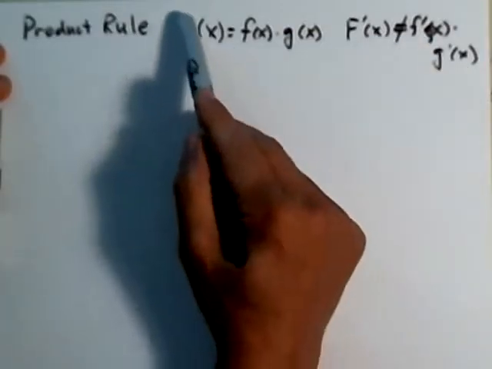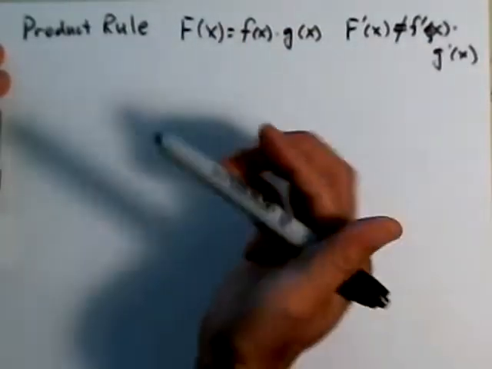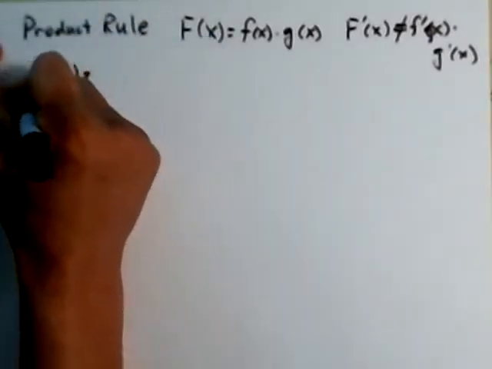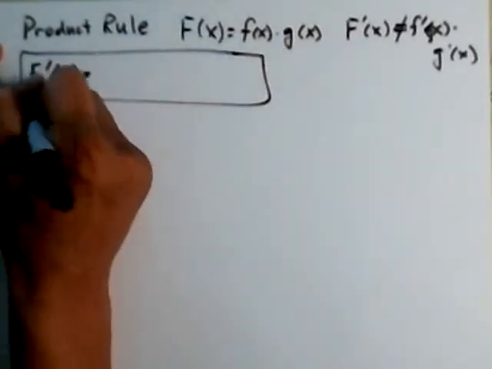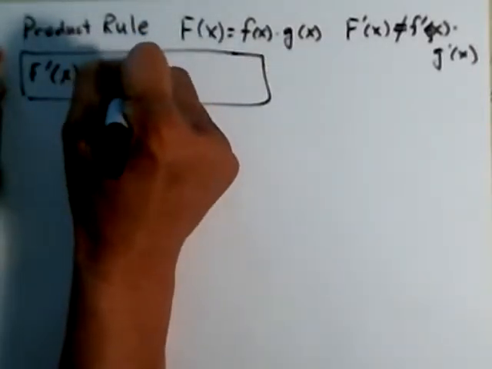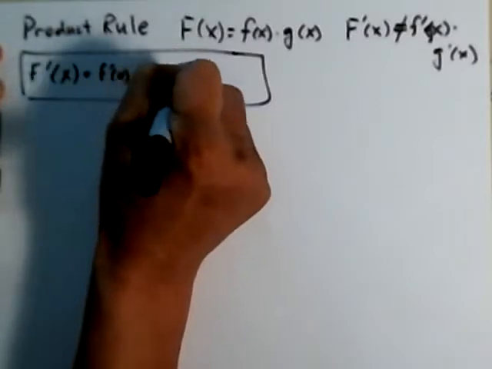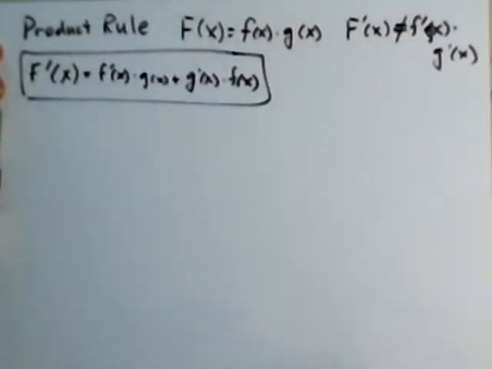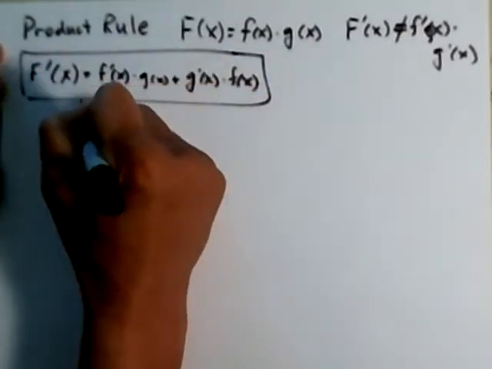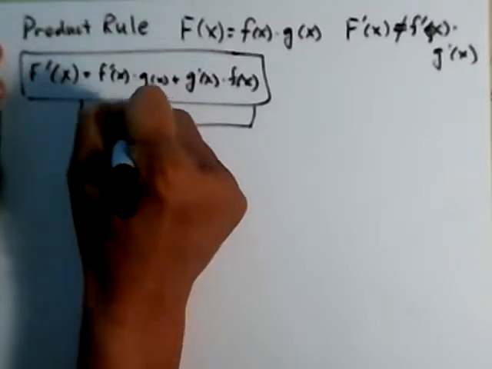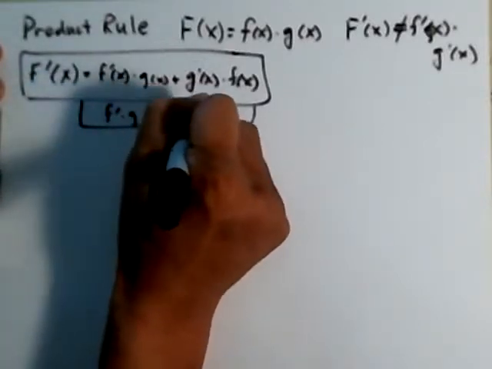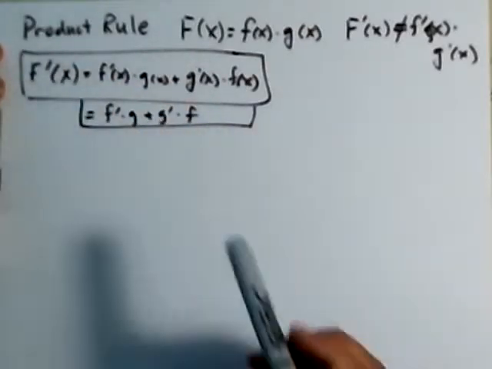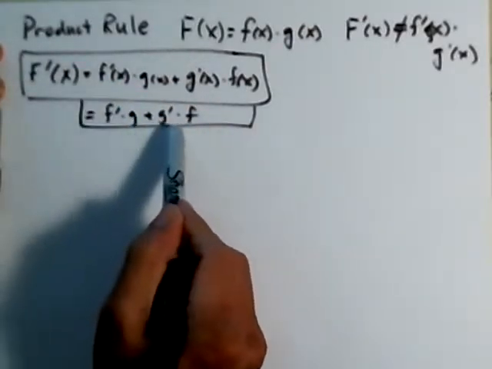When we take the derivative of the function big F, it's a little bit complicated, so make sure you write this down. It's f prime of x times g of x plus g prime of x times f of x. Here's a little shortcut for that. I'm going to write it down: f prime times g plus g prime times f. Let me write this down a little bit nicer: f prime times g plus g prime times f.